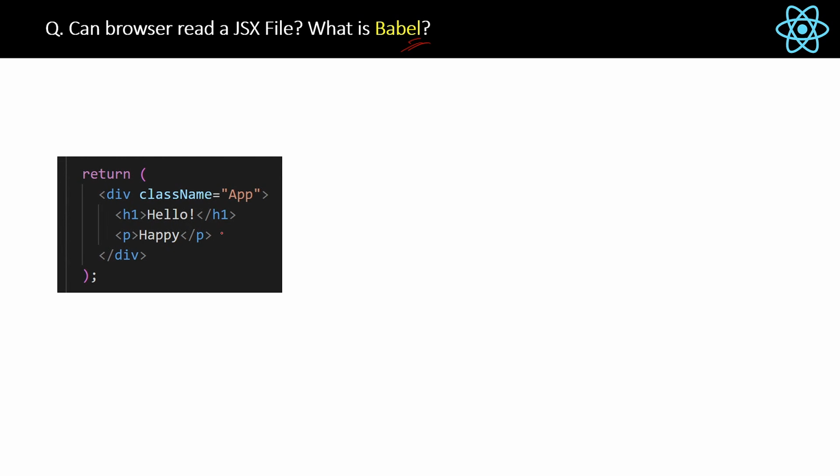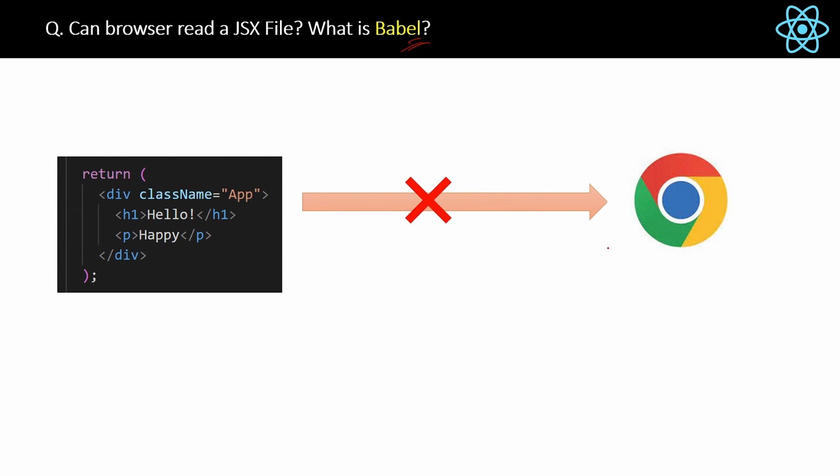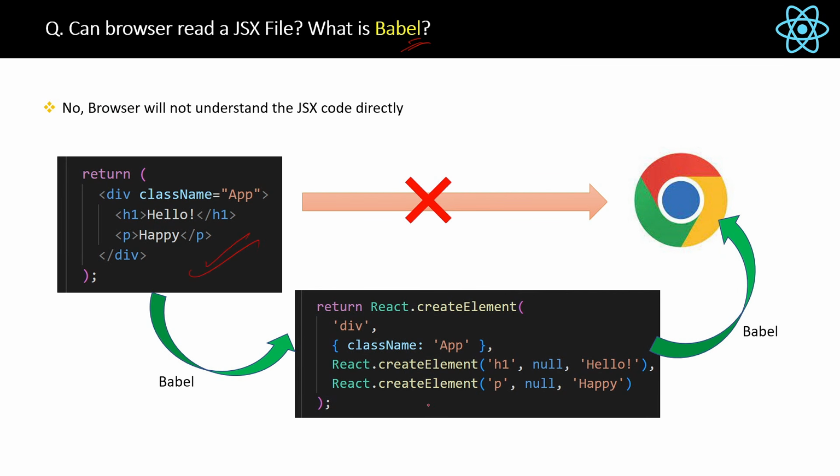Can a browser read a JSX file? What is Babel? So the question is, if we have a JSX code like this, then will the browser understand it directly? The answer is no. The browser will not understand JSX code directly. It only understands JavaScript, HTML and CSS. Now the question is, how will this code be converted to JavaScript then? So the process is, first this JSX code will be converted to valid JavaScript code like this with the help of the Babel library, and then this JavaScript will be understood by the browser. Okay, so this is the process.